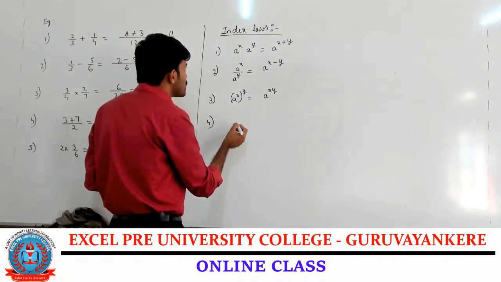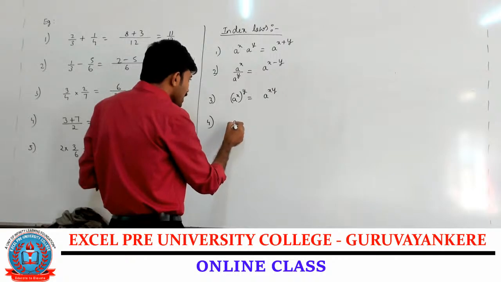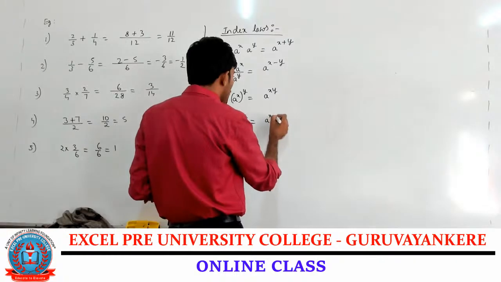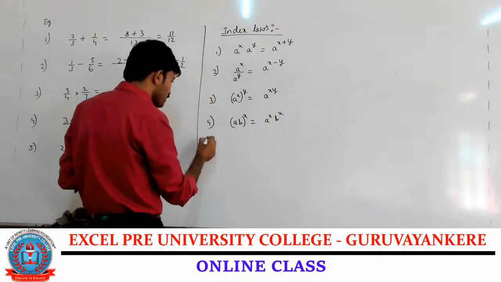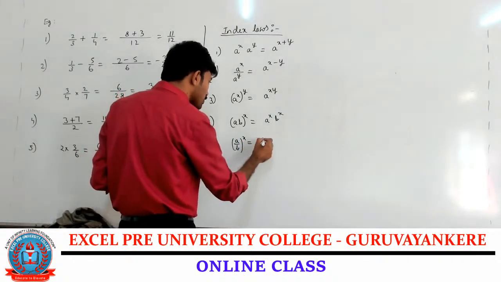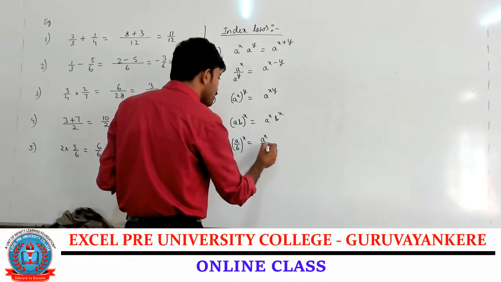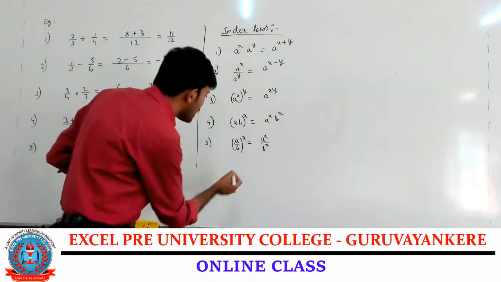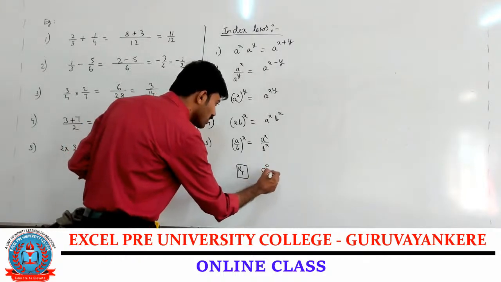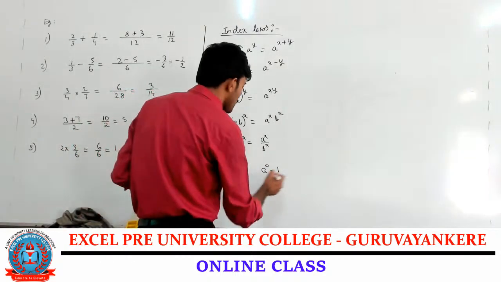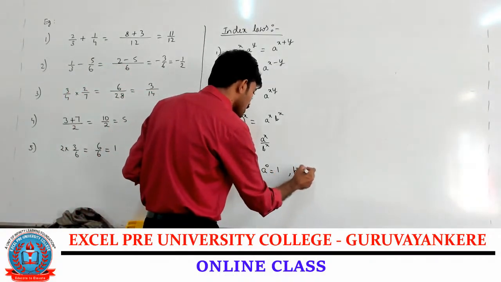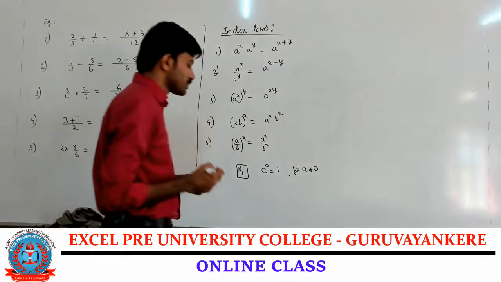Further, we can have ab to the power x. ab power x is a power x, b power x. a by b whole to the power x is equal to a power x by b power x. Note that a power 0 is equal to 1, for a not equal to 0.